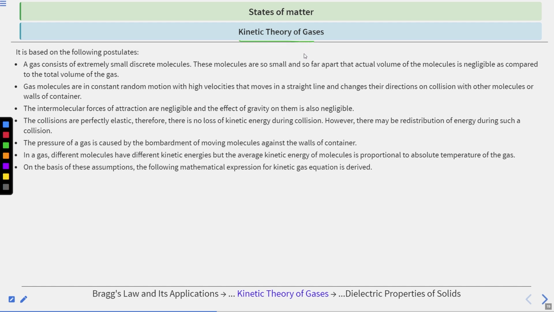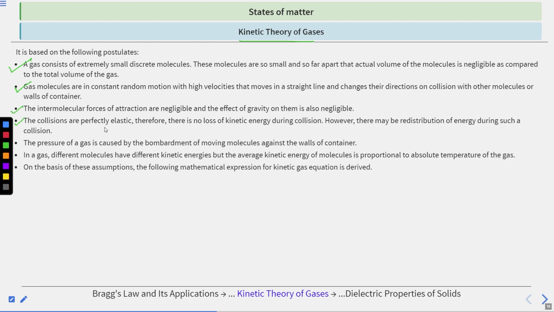Kinetic theory of gases. It is based on the following postulates. A gas consists of extremely small discrete molecules. These molecules are so small and so far apart that the actual volume of the molecules is negligible as compared to the total volume of the gas. Gas molecules are in constant random motion with high velocities, move in a straight line, and change their direction on collision with other molecules and the walls of the container. Intermolecular forces of attraction are negligible and the effect of gravity on them is also negligible.